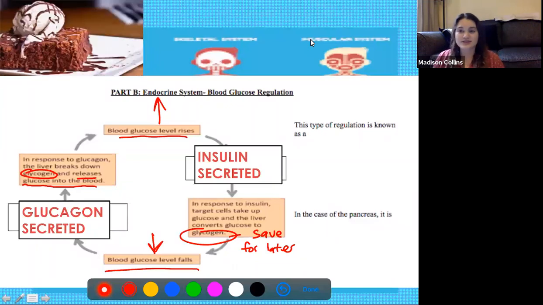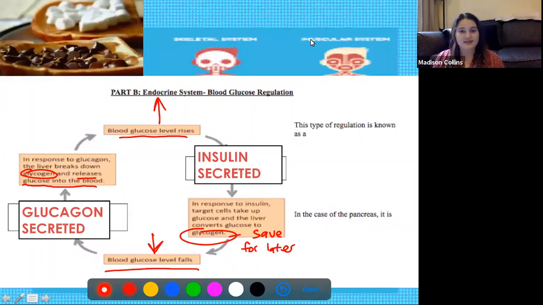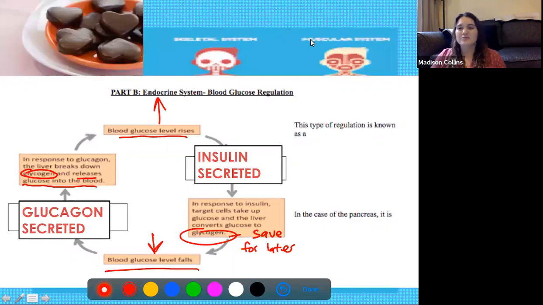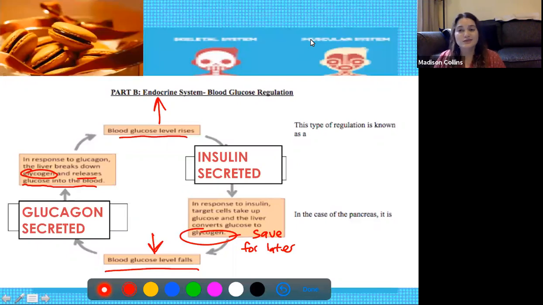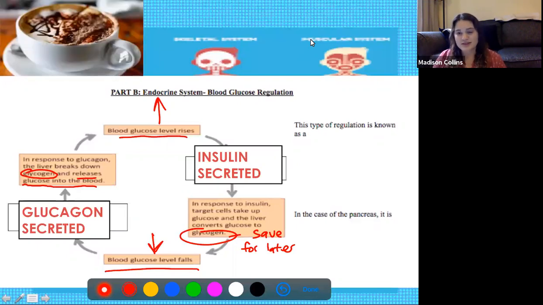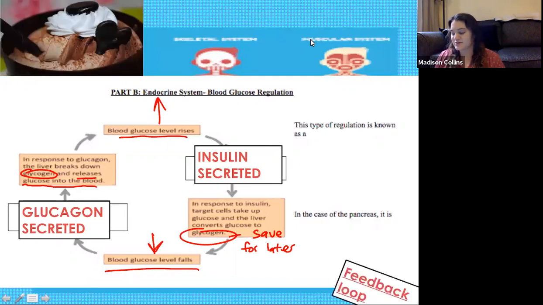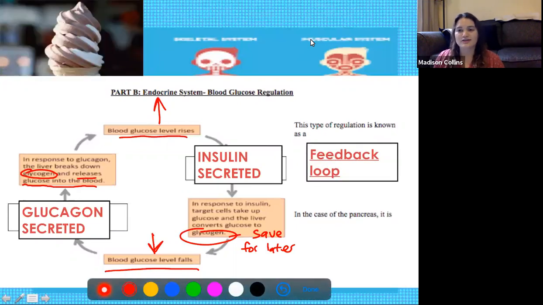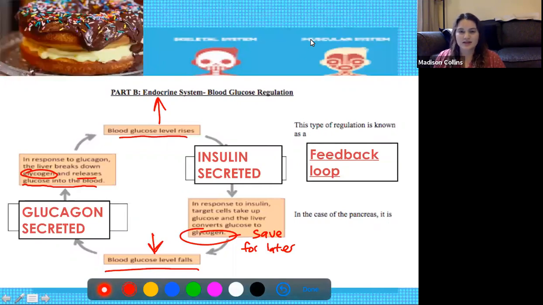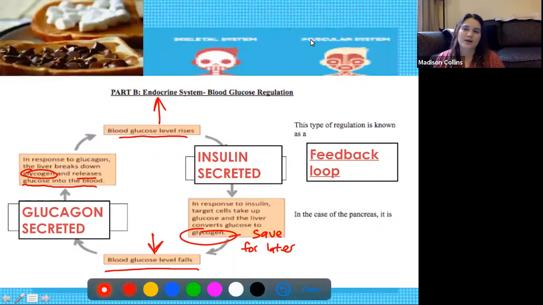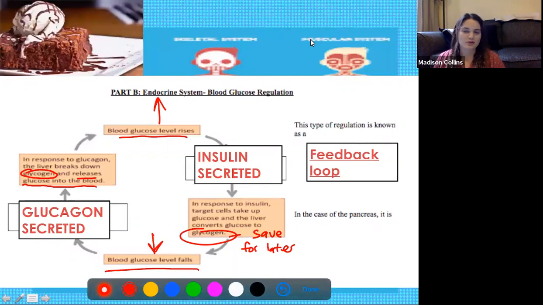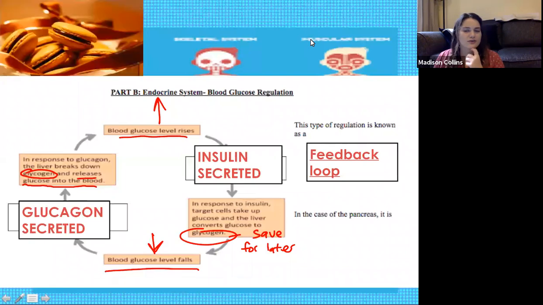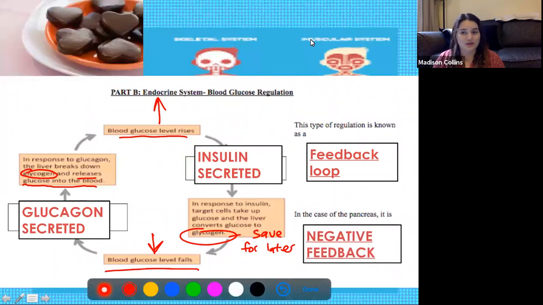Now, you might notice that this is in a circle, right? This is a never-ending cycle, a never-ending loop. It's going to keep happening over and over and over until the day that you drop dead. So this type of regulation is known as a feedback loop. It's a circle, it's continuous, it's going to constantly happen inside of your body. Now, there are actually two different types of feedback, and we'll learn more about this tomorrow, but today I'm going to give you a little hint. This is known as what we call negative feedback.